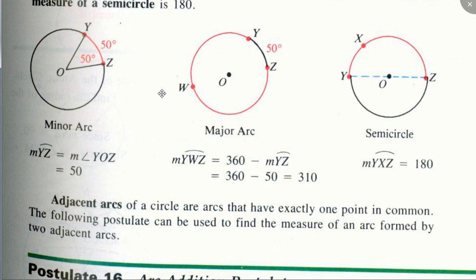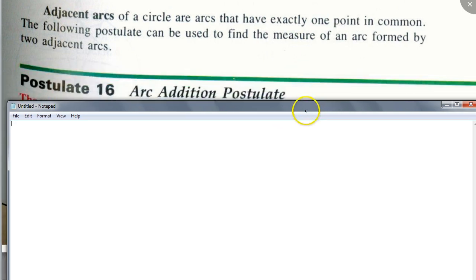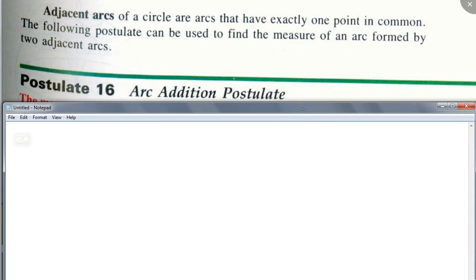Sorry. Are you? Okay, sorry. I'll wait. But the idea is really simple, isn't it? Okay, I'll wait. So now we're gonna have a postulate about arcs. And we like postulates, don't we? Because we just take it as truth. So this postulate, and it has a name also. It's called Arc Addition Postulate.